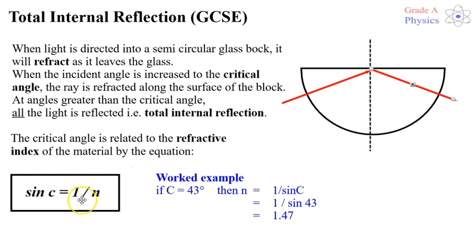You may have seen this calculation at GCSE. The relationship between C and n is as shown here. If we're given that the critical angle is 43 degrees, I can rearrange this to make n the subject: n is equal to 1 over sine C, and we get 1.47. So this is one way of calculating a value of refractive index by measuring the critical angle.